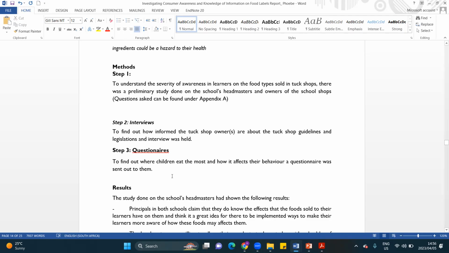Step 3, the questionnaires went out to children. It's not quite clear how many. That part could be a quantitative study. So the method of this study would actually be a mixed method. That's what we would refer to this type of study as, a mixed method study.